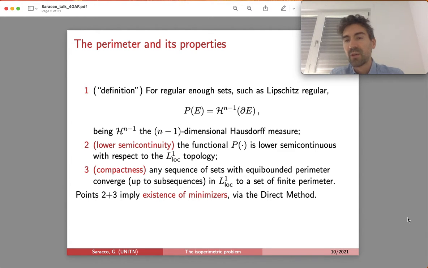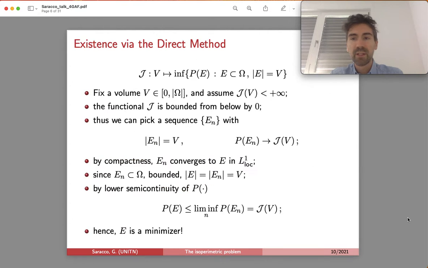And this is more or less a standard exercise of applying the direct method of calculus of variations, that we will immediately see how it works. And this is more or less why I say that existence is trivial, because it basically follows from the properties of the perimeter functional, and this is more or less the full proof. So you fix a volume, and you assume that the isoperimetric profile is finite at that point, because if it is plus infinity for all competitors, then really you have nothing to do.